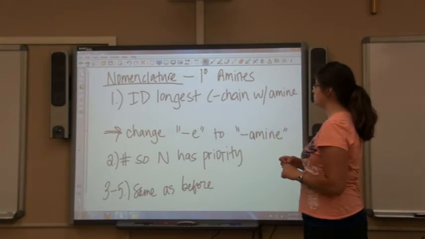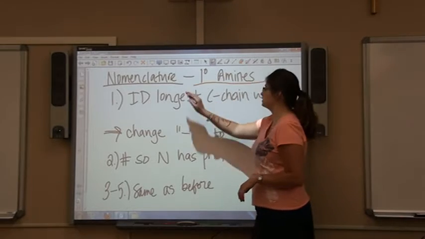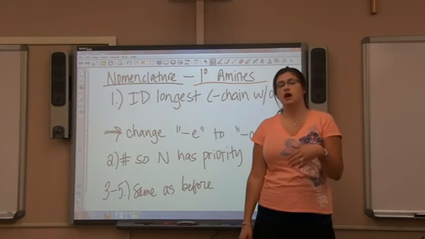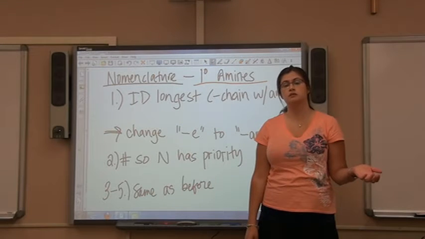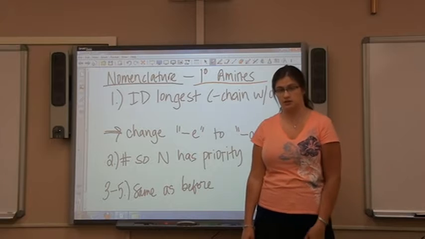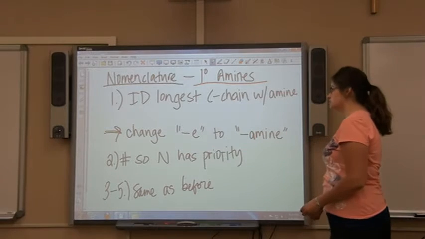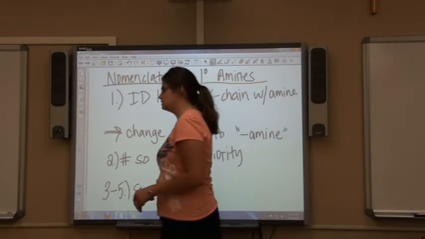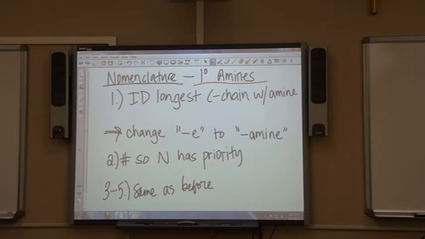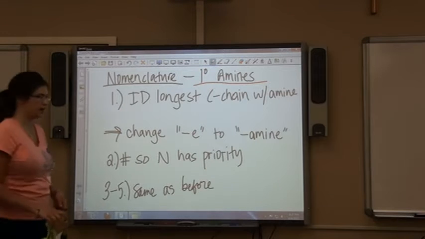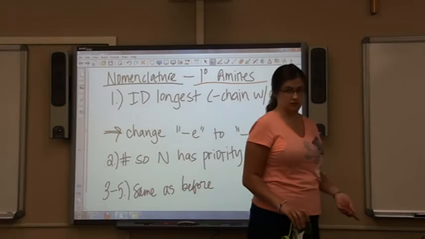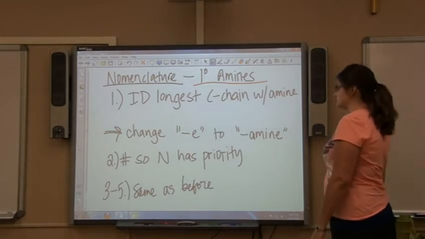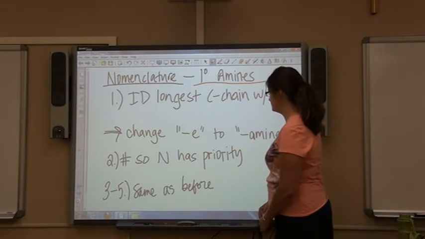Here we have the nomenclature. This is just for the primary amines. We have two different sets of naming rules: one for just primary amines and one to cover when we have more than one substituent on the nitrogen itself. So we're going to start by identifying the longest carbon chain with the amine group. And what you're going to do is change the E of the parent name to amine. So if you had ethane, it would be ethanamine. And if you have any substituents, you're going to have to number so that your N has the priority.